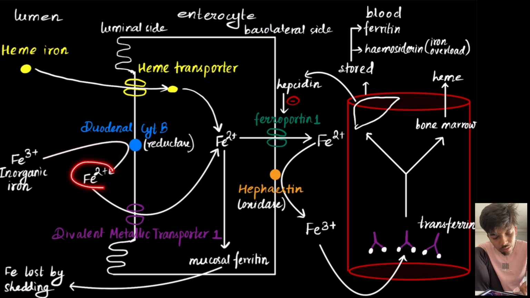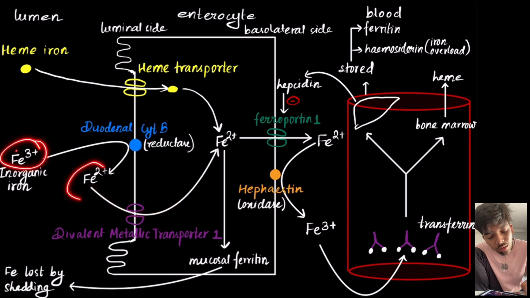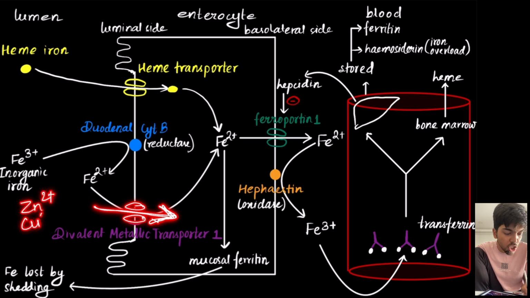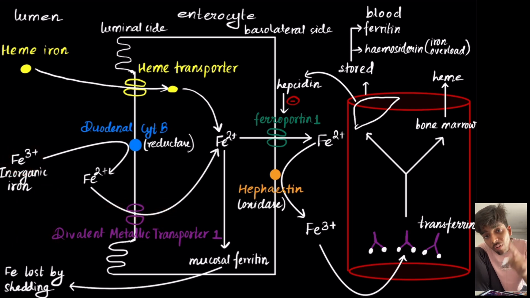One ferric gets converted to ferrous. Now this ferrous can be taken into the enterocyte. Why should this ferric be converted to ferrous? The reason is that there is a transporter present right here for divalent metallic ions. This transporter allows the entry of divalent metallic ions into the enterocyte, like Zn2+, Cu2+, and Fe2+. That is why Fe3+ had to be first converted into Fe2+ so that it could pass through the divalent metallic transporter and reach inside the enterocyte.